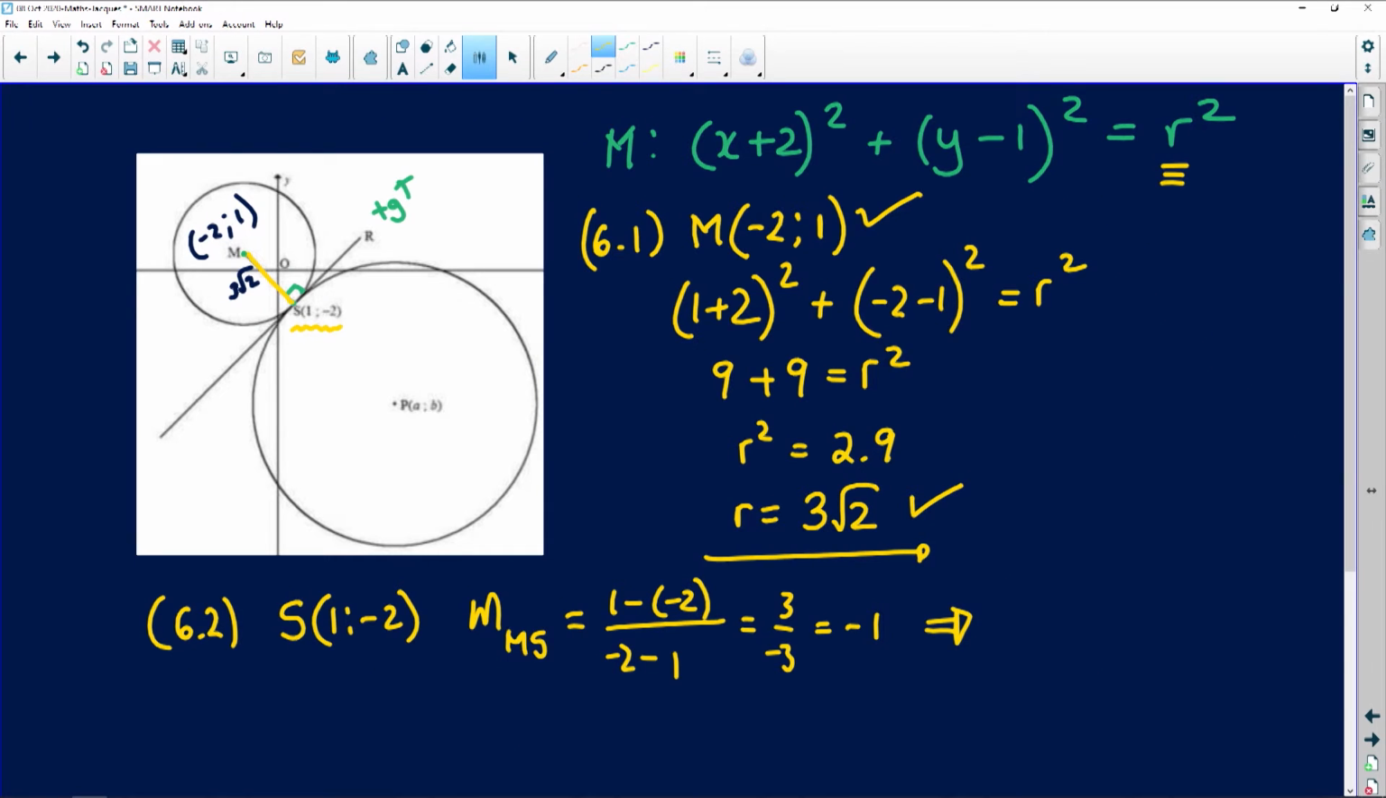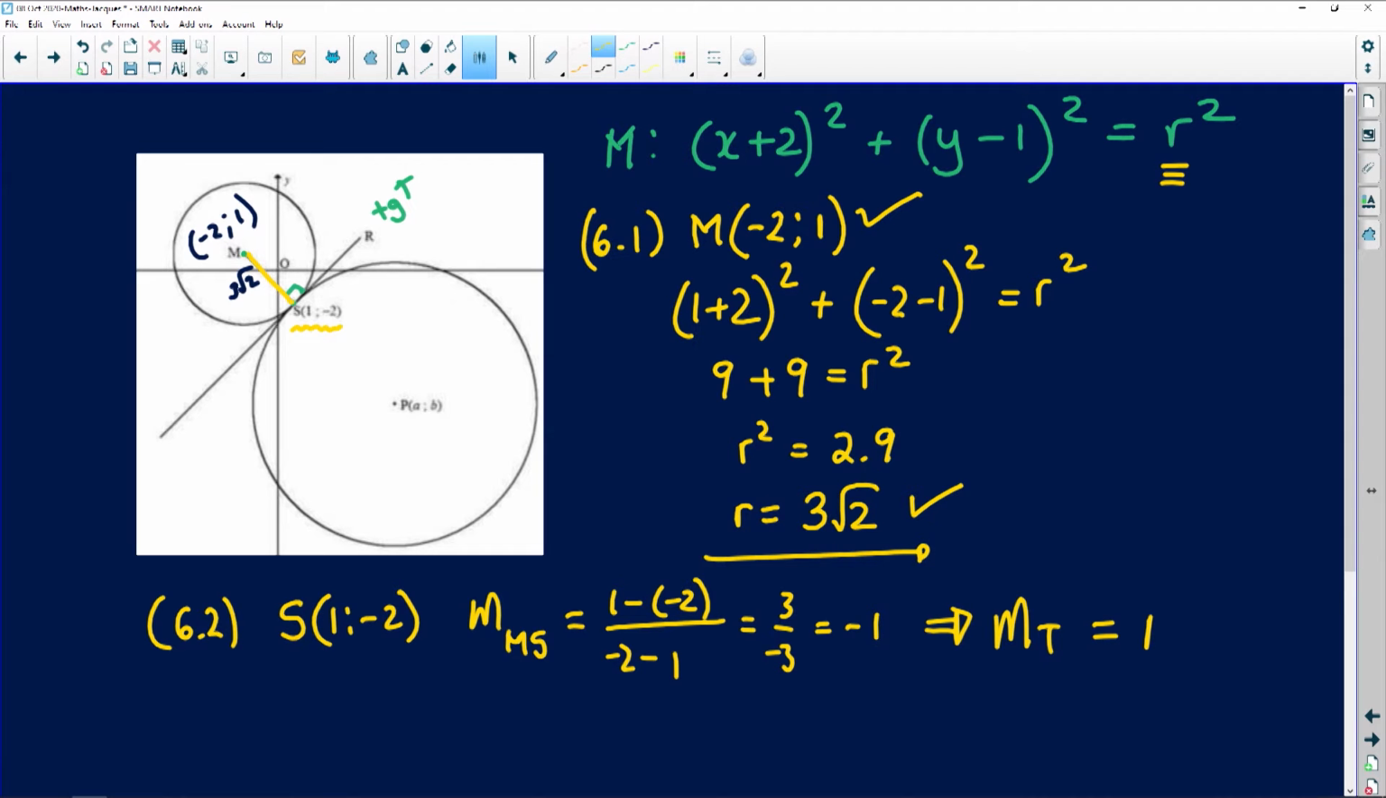What do we want? We want the gradient. There's the radius there, and there's the tangent. Okay, so we need to turn it on its head and multiply it with minus 1, which will then make the gradient of the tangent equal to a positive 1.